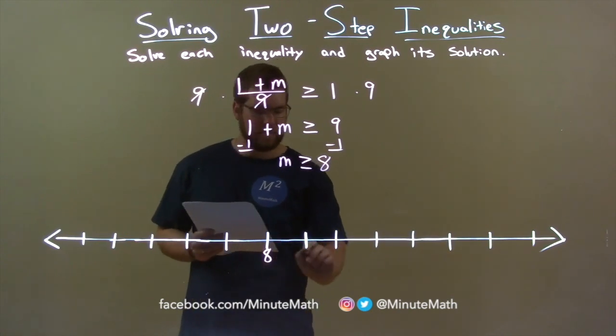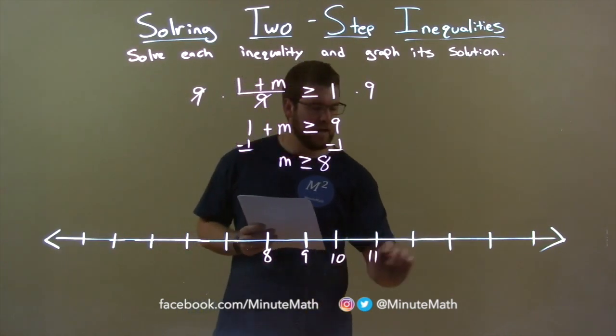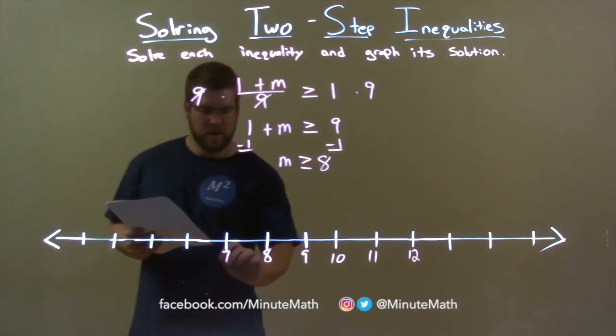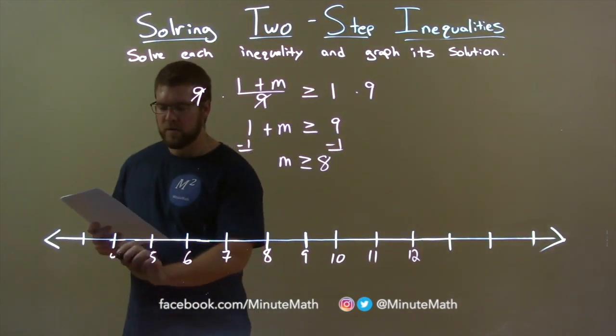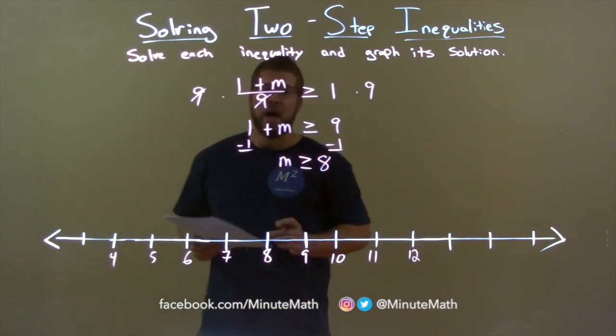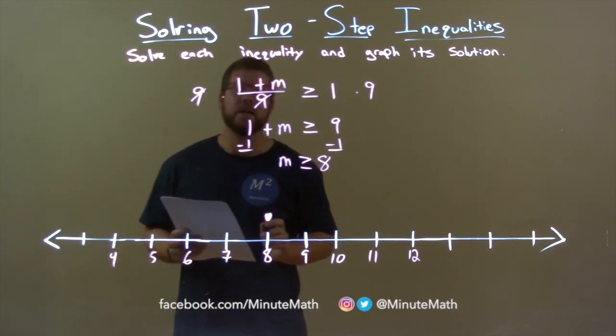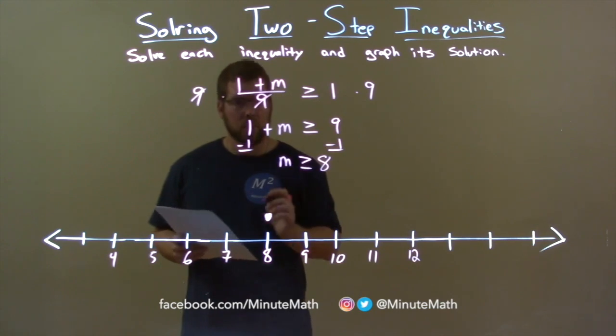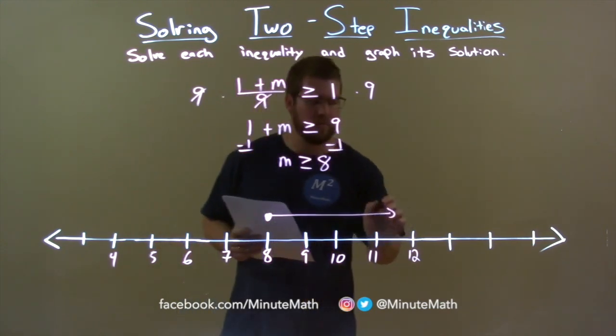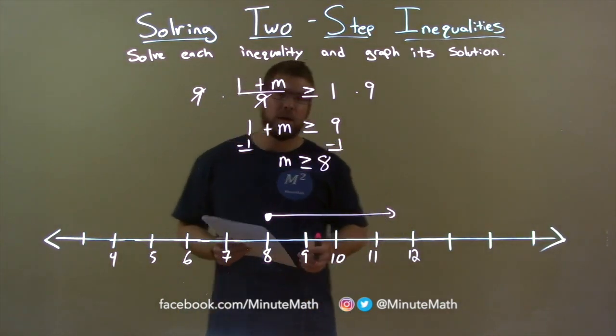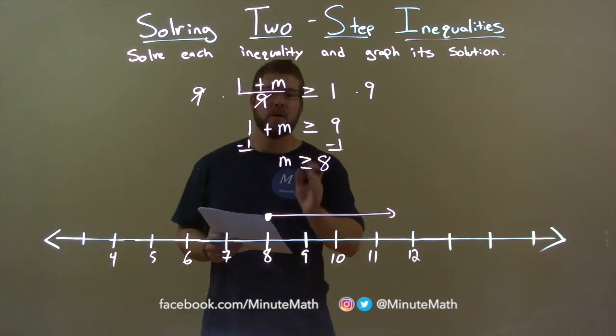Put an 8 here, 9, 10, 11, 12, and 7, 6, 5, 4. m can equal 8, so that means we put a closed circle right here at 8. m is also greater than 8, so the arrow goes to the right, and there we have it. Our graph matches our final answer. m is greater than or equal to 8.